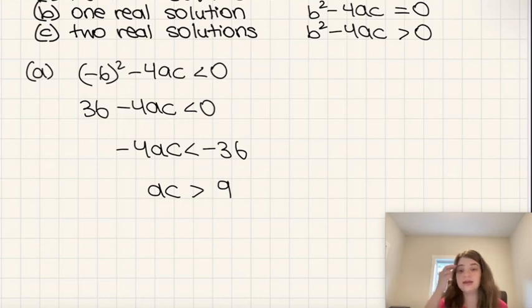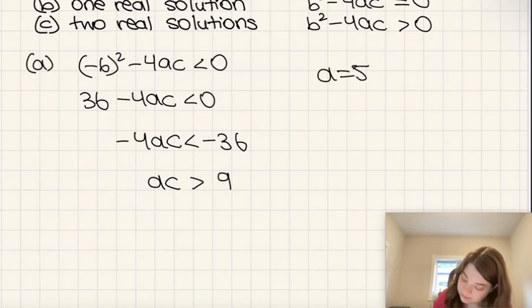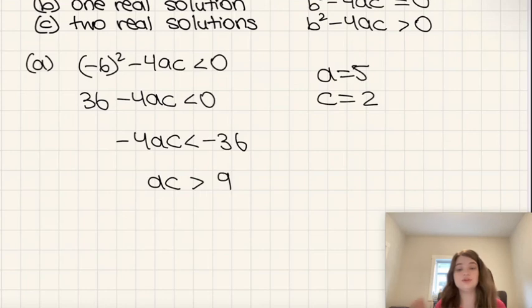So basically, this is saying that the condition that must be met is that a times c must be greater than 9. Whenever a times c is greater than 9, that means we have no real solutions. So all I need to do is come up with a equals something and c equals something such that their product is greater than 9. So I'm going to say for my pairing, a equals 5 and c equals 2, because 5 times 2 is 10, and that's greater than 9. However, any two numbers that you choose here that multiply to something greater than 9 would be a correct answer. So that's what I mean when I say there's many correct answers.